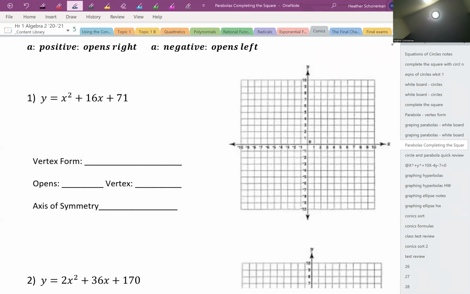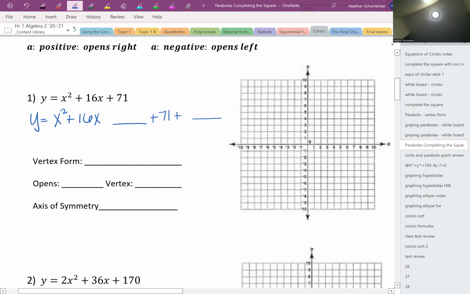All right, for completing the square, we have y equals, and we're going to complete the square very similar to what we did with the circles. We're going to group our x's, so we have x squared plus 16x plus blank. But unlike the circles, where we move the things without a variable to their side, we're going to keep that 71 on the same side and then write another blank. Okay, we know how to complete the square and fill in the numbers. So half of 16 is 8, 8 squared is 64.